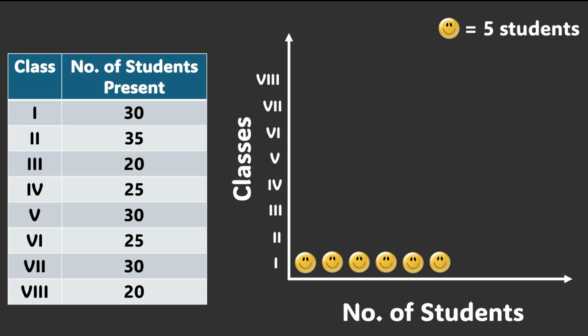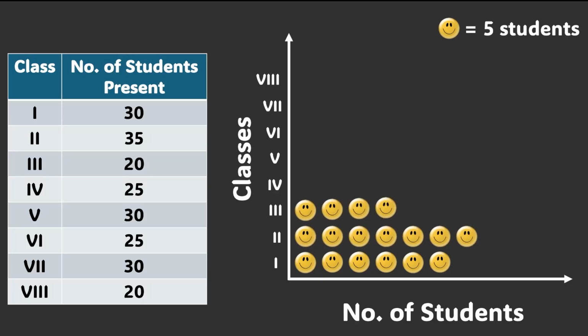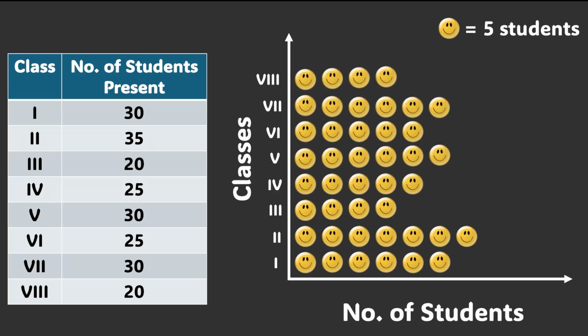Similarly, we will have 35 divided by 5, that is 7 smileys for class 2. 20 divided by 5, that is 4 smileys for class 3, and so on. Now a question might arise. Is it necessary to have a scale of 5 here? And the answer is no. We can change the scale to any number as long as the number can easily divide most, if not all, the numbers that we need to represent.